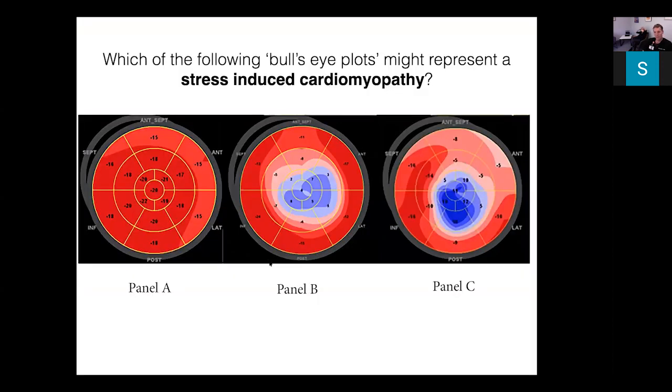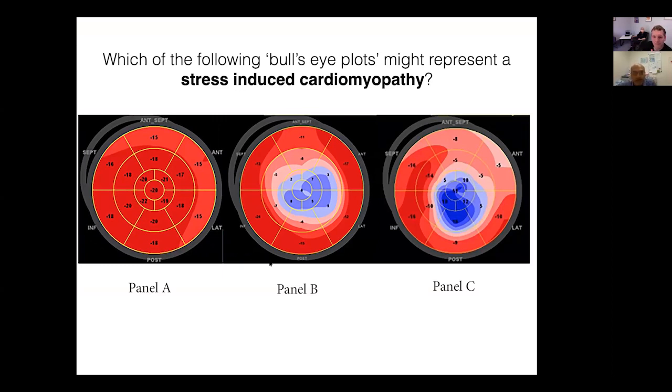Okay, so which of these bull's-eye plots might represent a stress-induced cardiomyopathy? Is there anyone online that wants to have a go at saying that, or can we grab Louise again? Which one would be a stress-induced cardiomyopathy? B or C. B or C? Oh, hey Sid, what do you reckon?